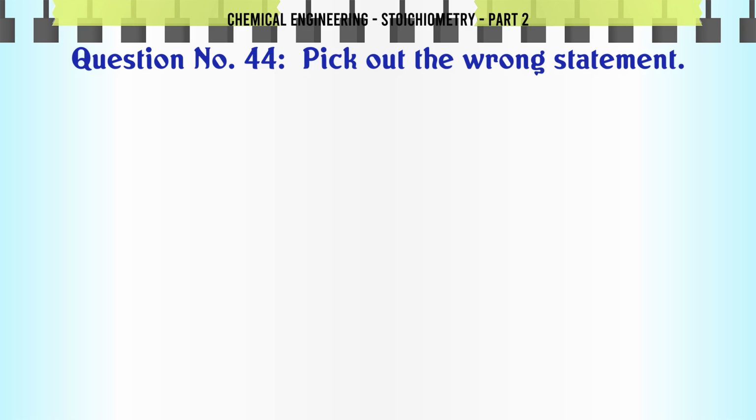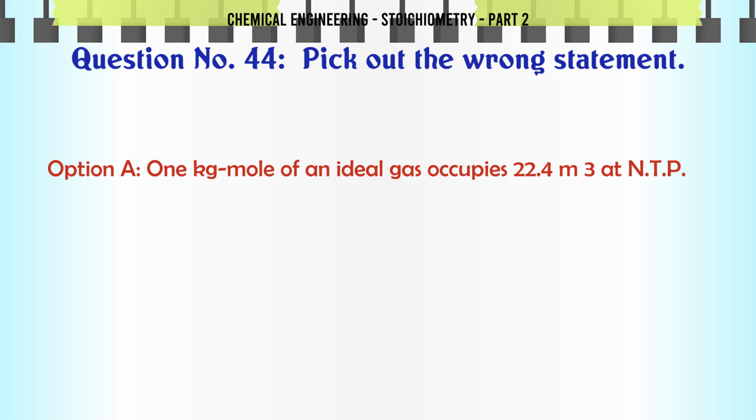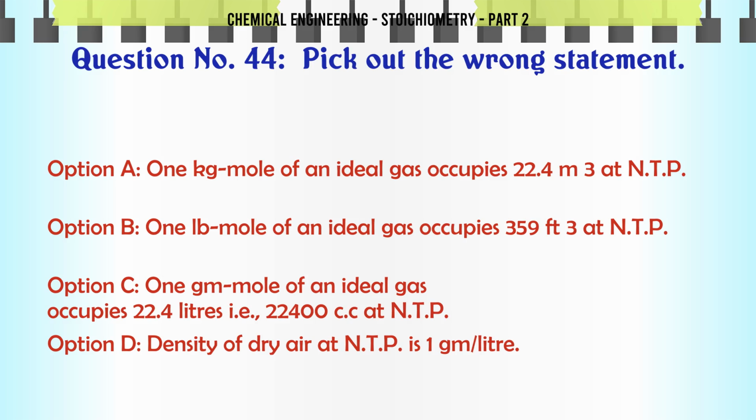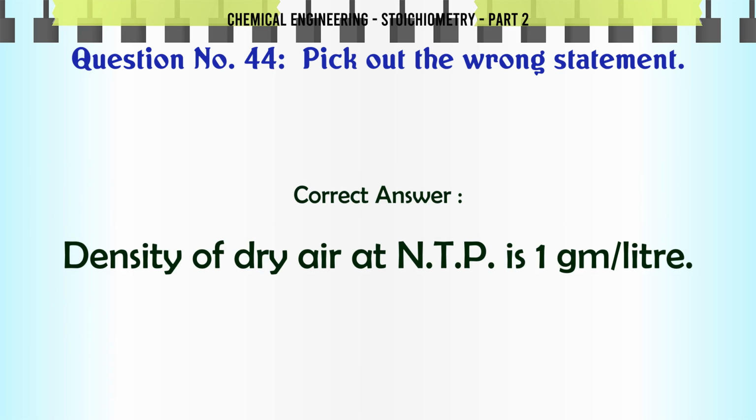Pick out the wrong statement. A. 1 kg mole of an ideal gas occupies 22.4 m3 at NTP. B. 1 pound mole of an ideal gas occupies 359 feet3 at NTP. C. 1 gm mole of an ideal gas occupies 22.4 liters, i.e. 22,400 c.c. at NTP. D. Density of dry air at NTP is 1 gram/liter. The correct answer is density of dry air at NTP is 1 gram/liter.